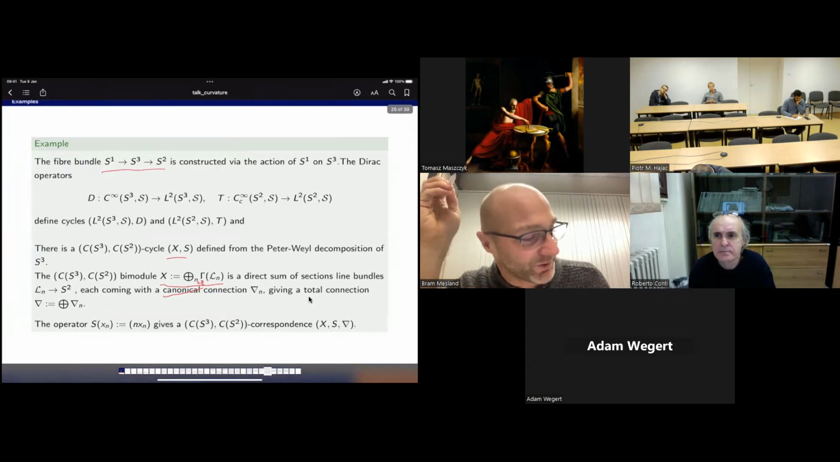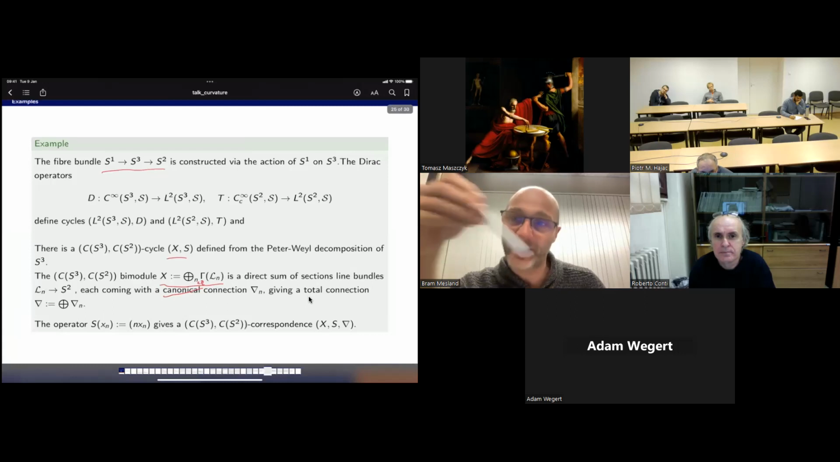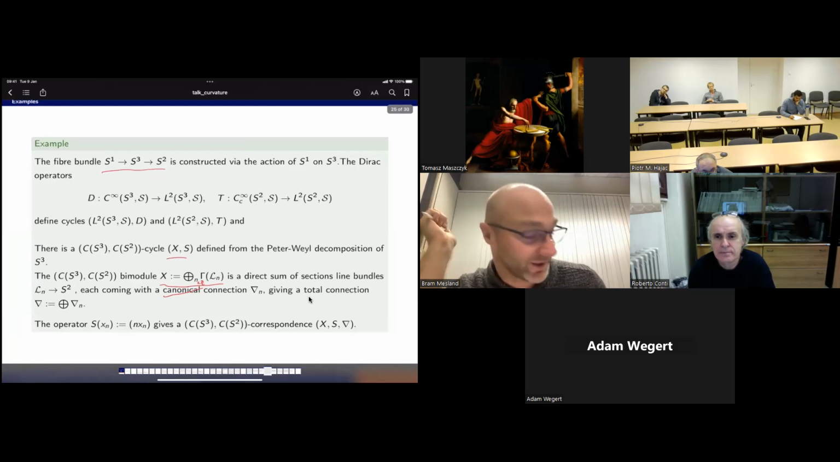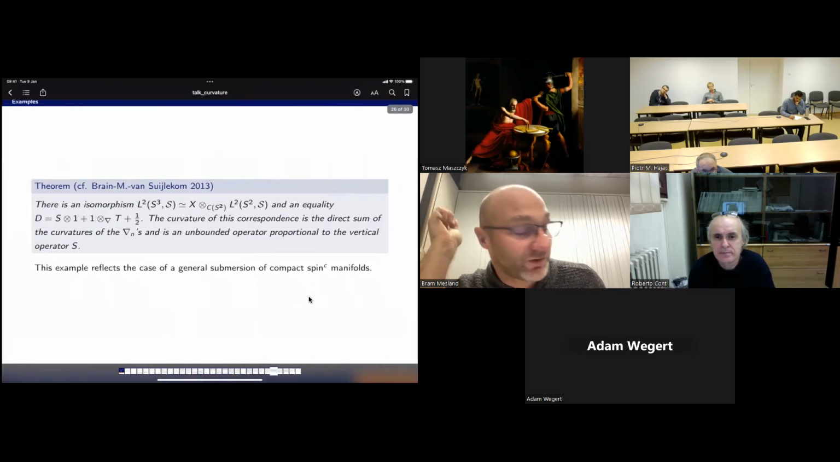This was another point I wanted to emphasize: we have here a fibration of compact manifolds, but the module X that we get is infinitely generated. That's why the whole careful discussion of the first part of this talk is relevant in such a context already. And the total curvature operator is also an unbounded operator.